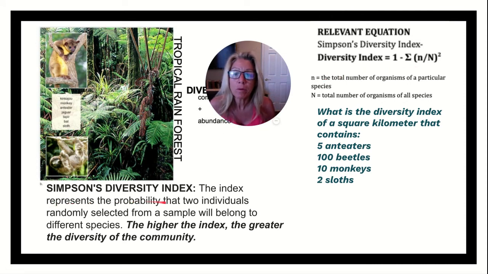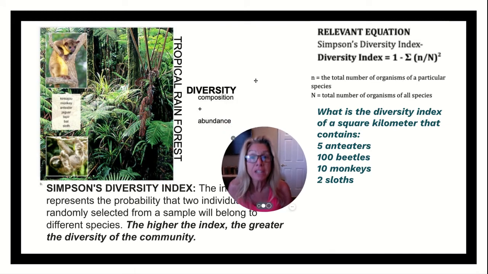And so what this number represents is the probability that two individuals randomly selected from a sample will belong to two different species. The higher the percentage, the higher the index, the higher the probability that they will be from two different species, which is telling you you have high diversity.